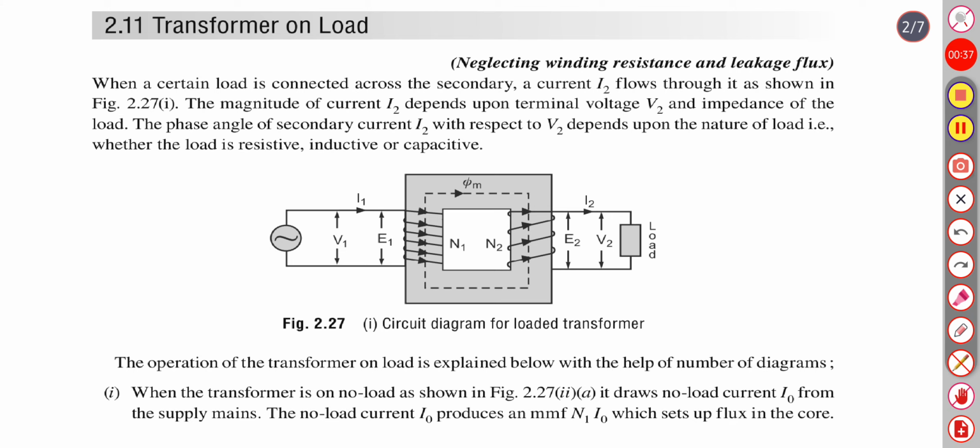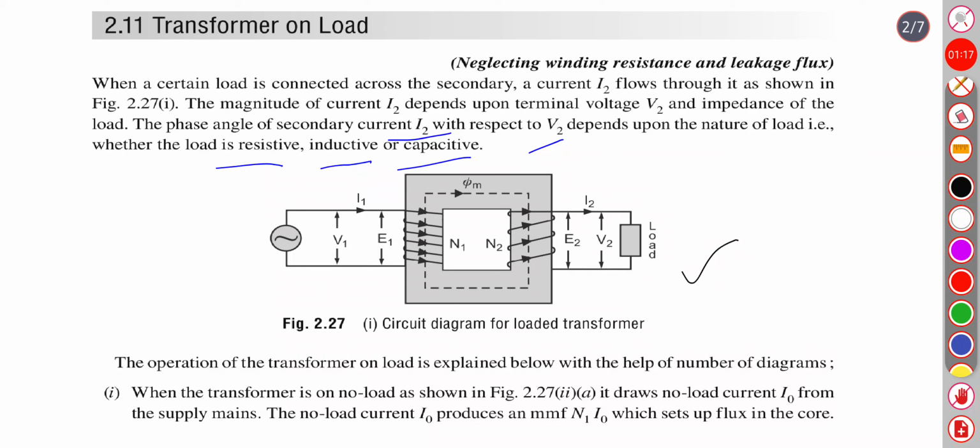As shown in the figure, when a certain load is connected across the secondary, current I2 flows through it. The magnitude of current I2 depends upon the terminal voltage V2 and the impedance of the load. The phase angle of this secondary current I2 with respect to V2 depends upon the nature of the load, whether it is resistive, inductive or capacitive.